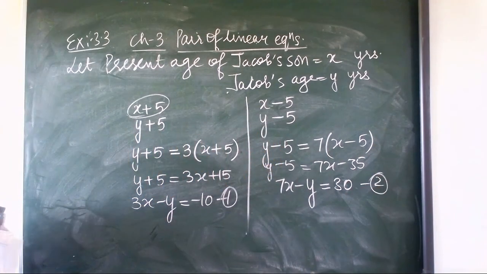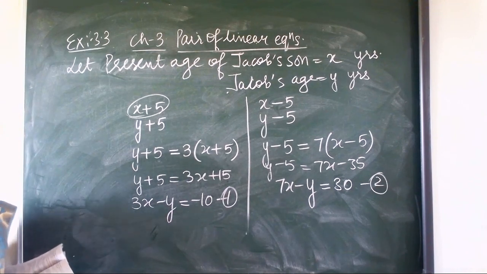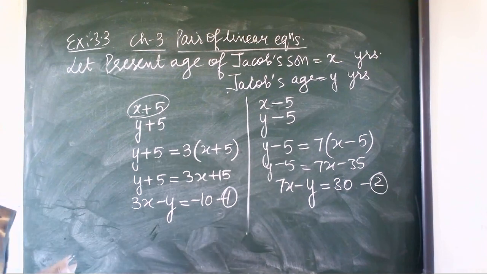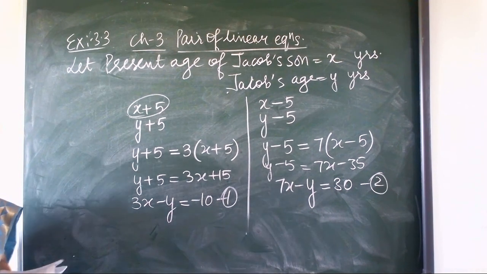Now solve the two equations by the substitution method and find the values of x and y. The x value is the son's age and y is Jacob's age.